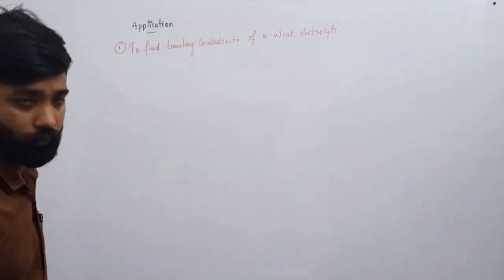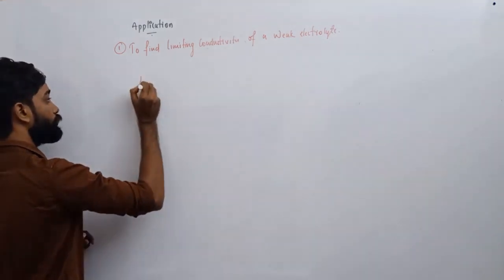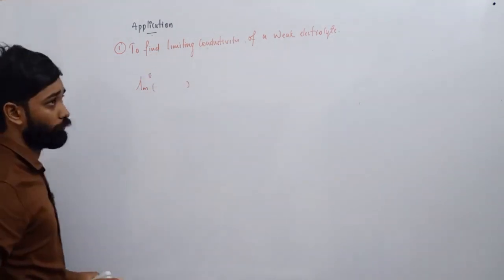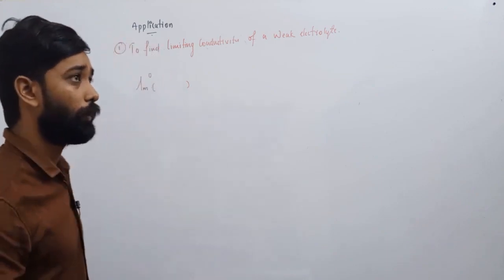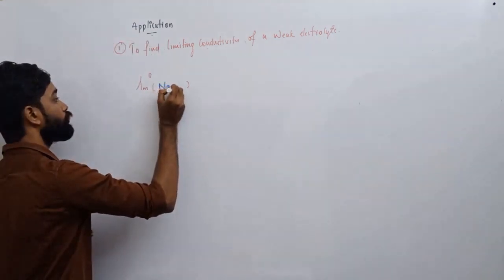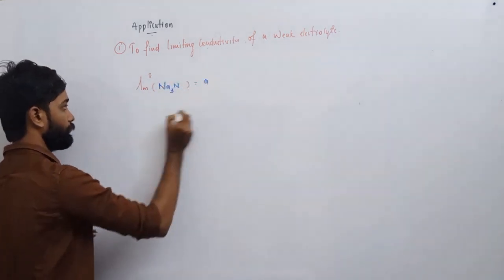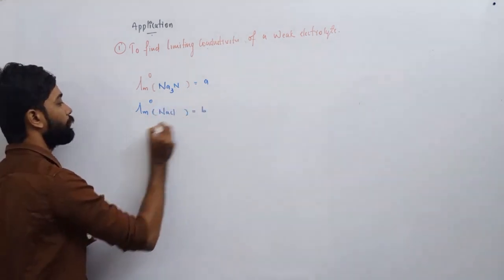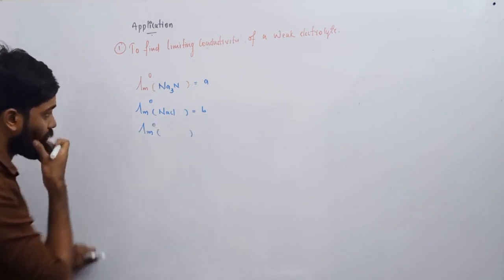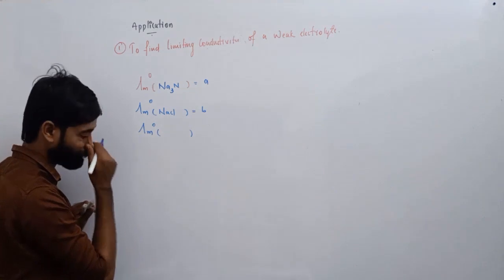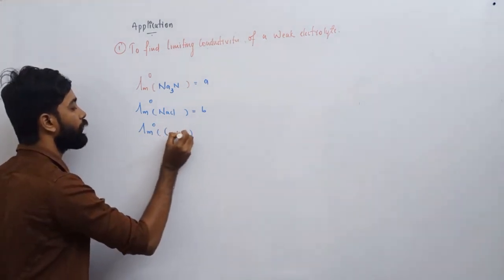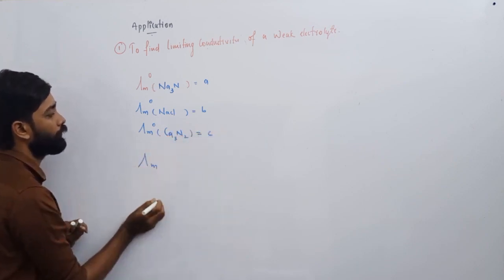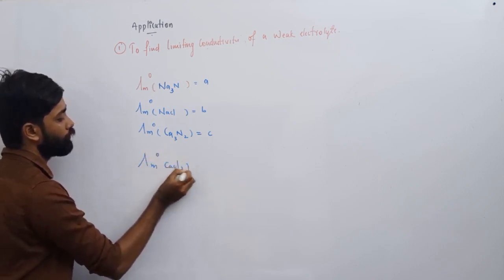I'll give you one more. Listen. Lambda M0 of sodium nitride is A, and lambda M0 of sodium chloride is B. Lambda M0 of Ca3N2, calcium nitride, is C. Find lambda M0 of CaCl2.